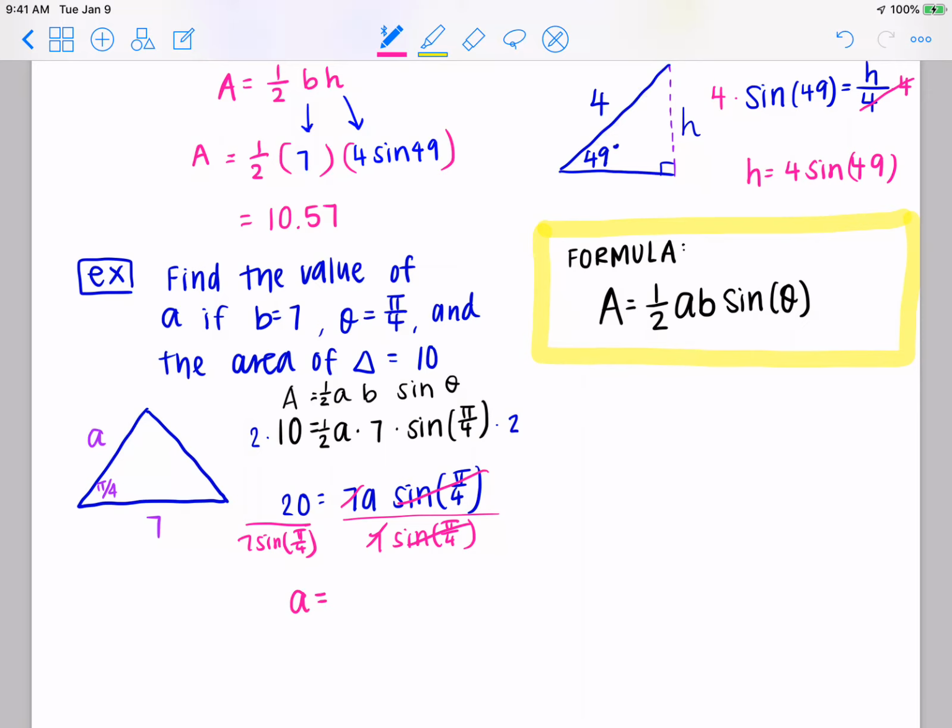Make sure your calculator is in radian mode because we're dealing with pi right now. So you should have gotten 4.04. Okay.